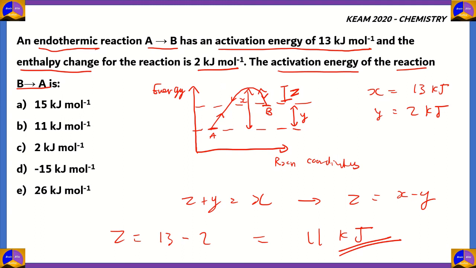So among the five options, it is clear that option B, 11 kilojoules per mole, is the correct answer for this chemistry question, which was asked in KEAM 2020. The main idea is to draw the energy graph for an endothermic reaction and find out the values of the activation energy and the enthalpy change in that graph. We knew both those quantities for the first reaction, from A to B. For the reverse reaction, from B to A, we just have to find the energy between B and the peak energy of that reaction, which was Z, and we found that as X minus Y. So Z is the activation energy of the reaction B to A, and 11 kilojoules per mole is the correct answer.